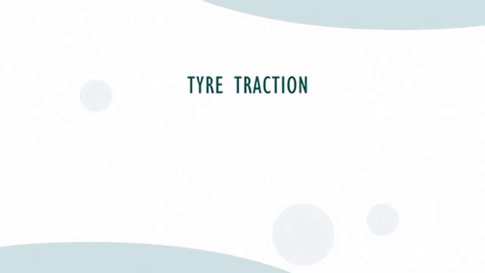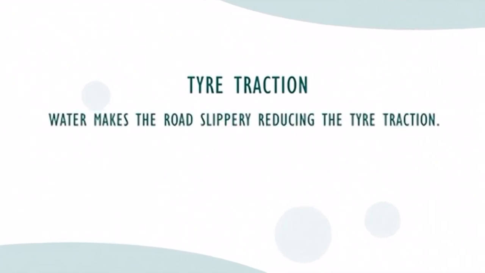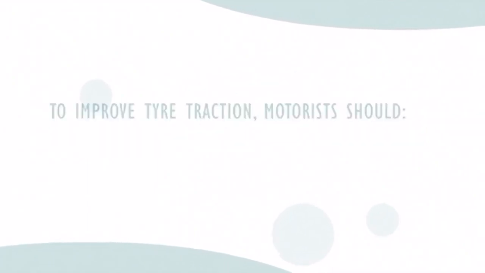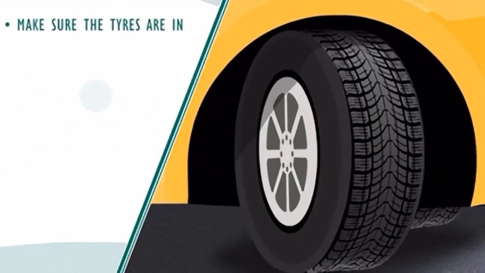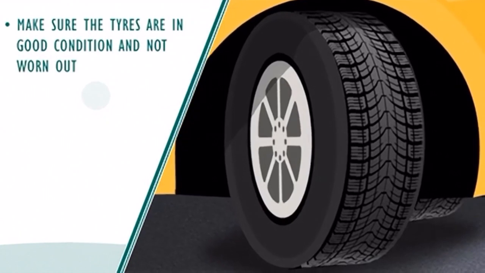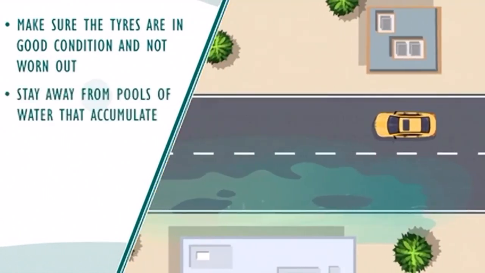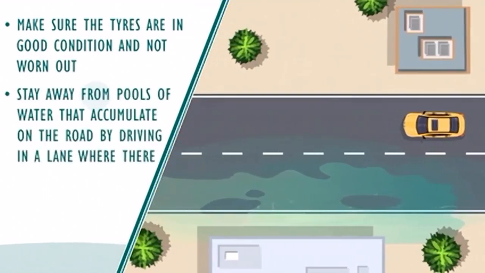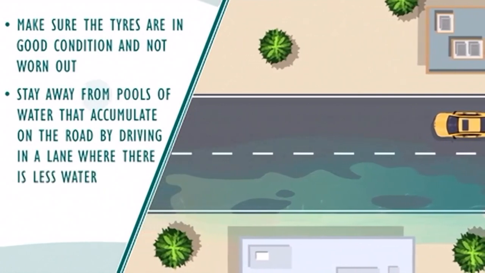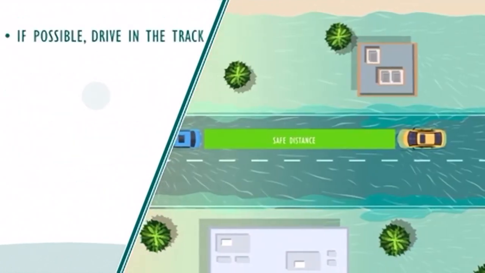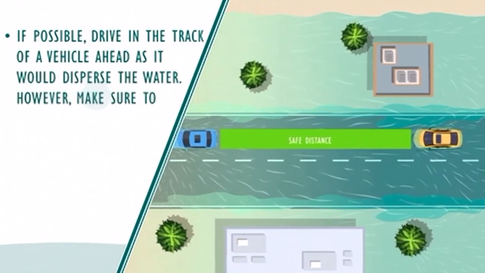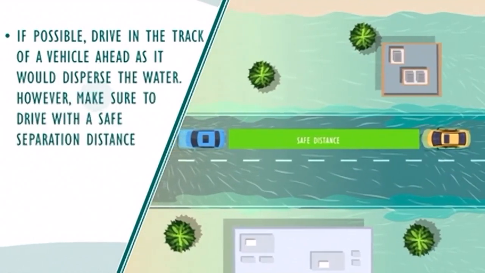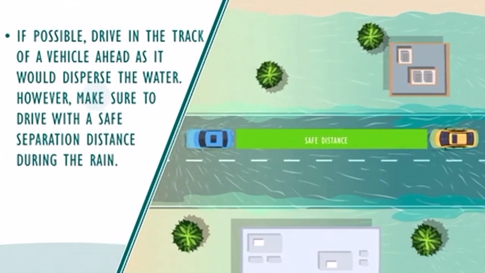Tire traction. Water makes the road slippery, reducing the tire traction. To improve tire traction, motorists should make sure the tires are in good condition and not worn out. Stay away from pools of water that accumulate on the road by driving in a lane where there is less water. If possible, drive in the track of a vehicle ahead, as it would disperse the water. However, make sure to drive with a safe separation distance during the rain.